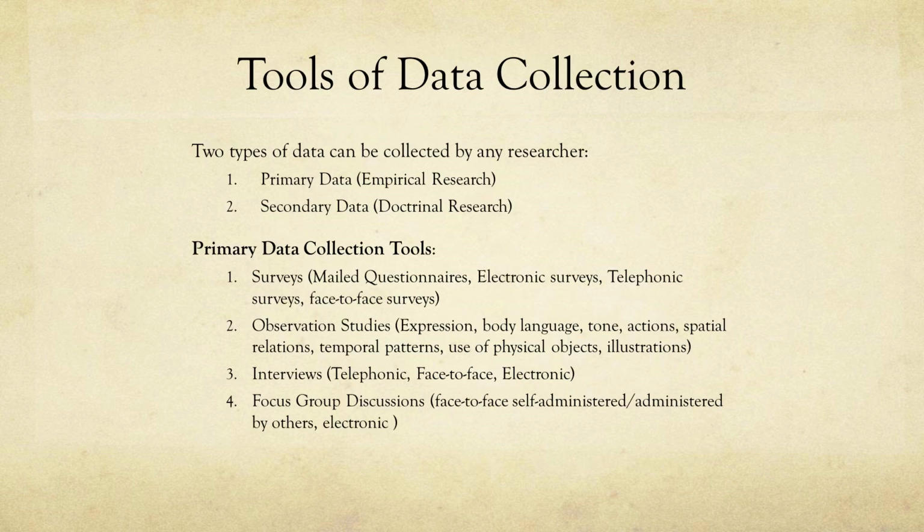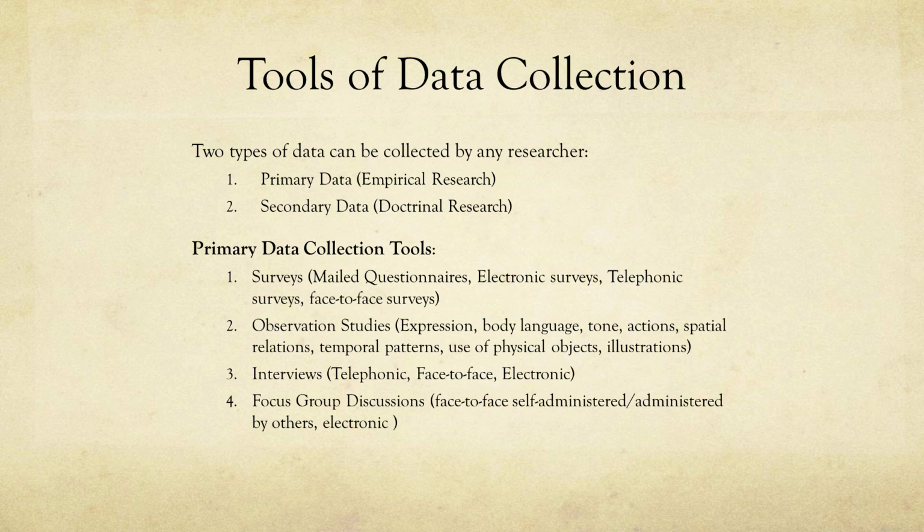Let's begin with tools of data collection. Before that, let's understand how many types of data are there. There are basically two types of data which you as a researcher can collect. One is the primary data and second is the secondary data. Primary data is data which is usually collected in your empirical research. Secondary data is a data which one usually collects in their doctrinal research. Secondary data can also be used in empirical, but it is mostly used in the doctrinal research.